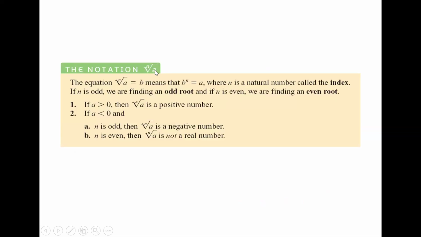So our notation, the nth root of a, means we're going to have b to the nth power equal to a, where n is a natural number called the index. It could be 2, 4, 6, 1, 3, 5, whatever. If n is odd, we're finding an odd root, and if n is even, we're finding an even root. Now, if a is greater than 0, so we have a positive number, then the nth root of a is a positive number. If a is less than 0, and n is odd, so we have a negative a under here, then it's going to be a negative number. And if n is even, so 2, 4, 6, 8, then it's not a real number. Remember, I said it's going to be an imaginary number. So it's not real, it's imaginary.